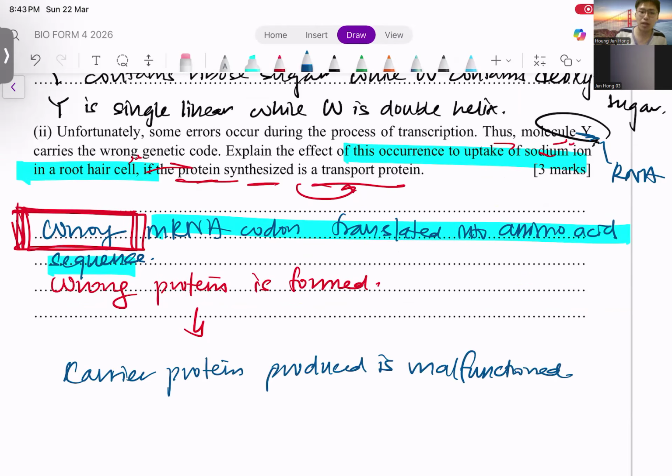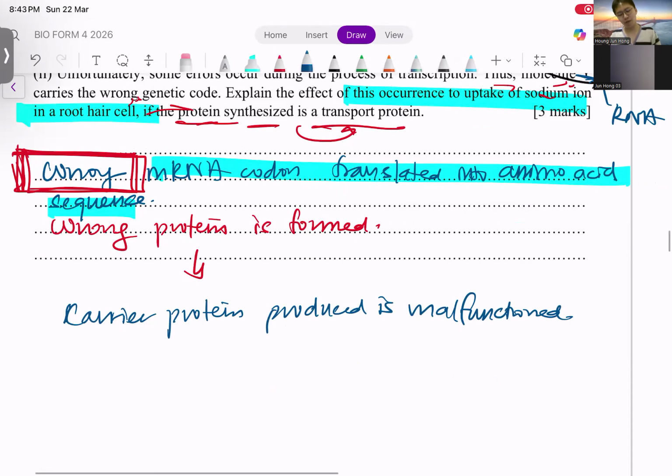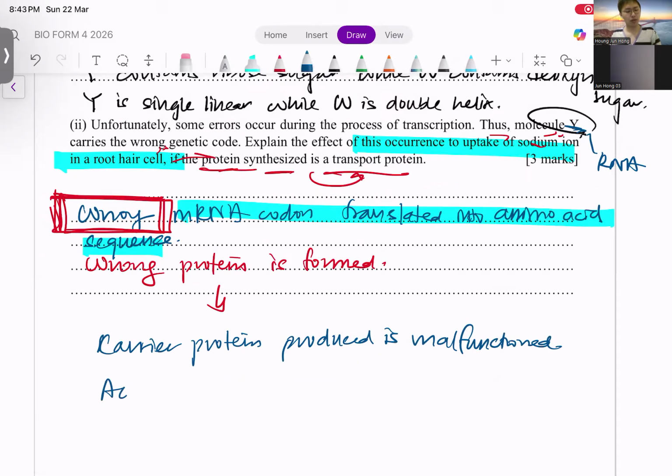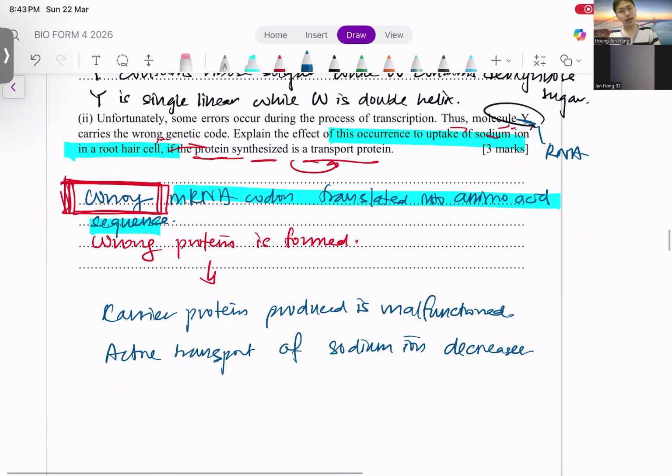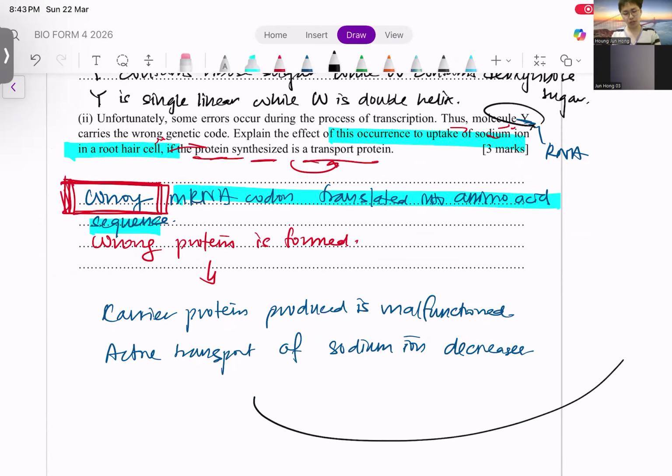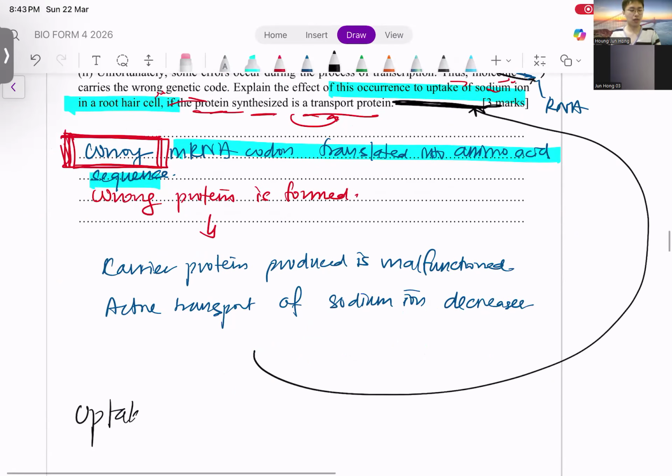You might get a defective one or whatever. There will be some issue. And with that, what will happen? You confirm will influence the active transport. If the active transport decreases, so does the sodium ion uptake. So finally, don't forget, whatever answer you write, always link it back to the final point of the question. The question was asking for what? Uptake of sodium ion. So please answer that: uptake of sodium ion decreases.